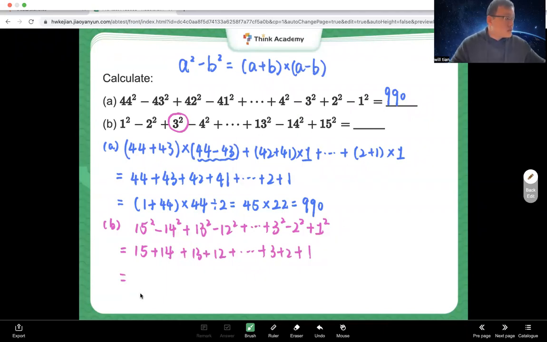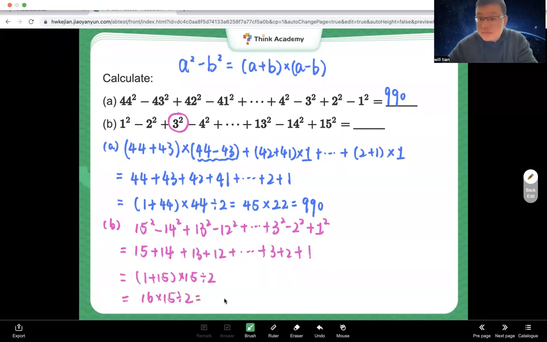So guys, do this calculation. Tell me what's the answer for this one. 1 plus 2 all the way to 15. You do 1 plus 15 times 15, and then divided by 2. That will be 16 times 15 divided by 2, right? And that will be 8 times 15. 8 times 15, we got 120. So that will be the answer to the second question.